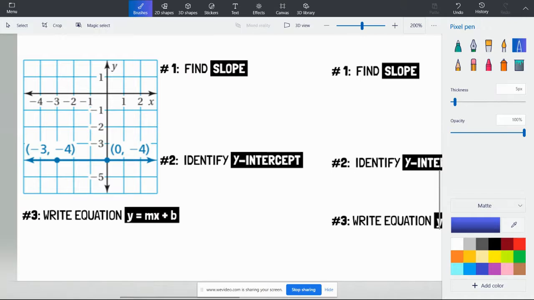The slope of this horizontal line, any horizontal line, is always going to be 0. As a quick refresher, why? We're not rising any from this point to this point. Okay? Our rise is 0. Our run is 1, 2, 3. 0 over 3, 0 divided by 3 is 0. So our slope for this is 0.